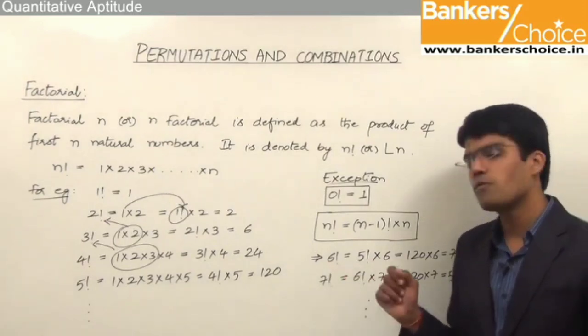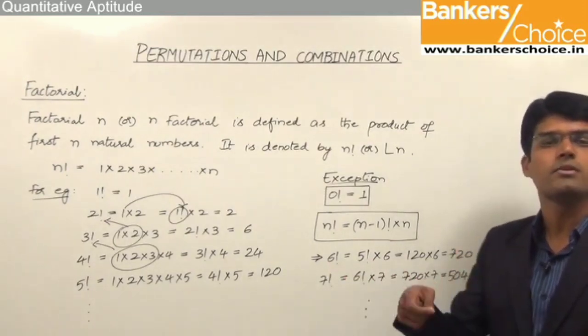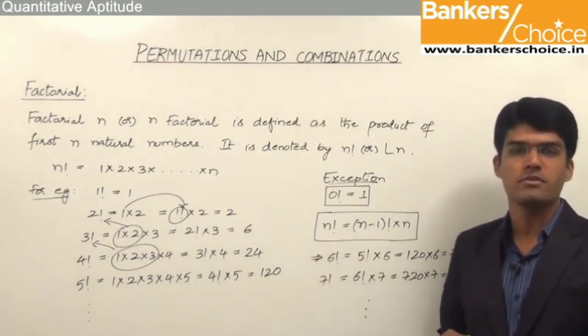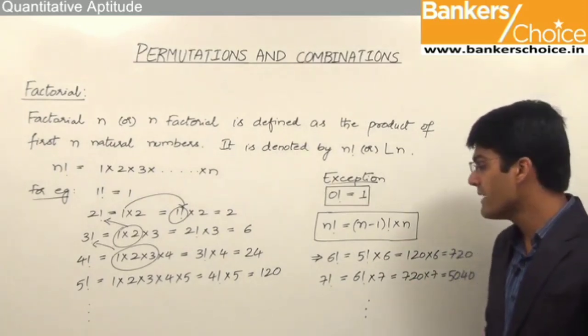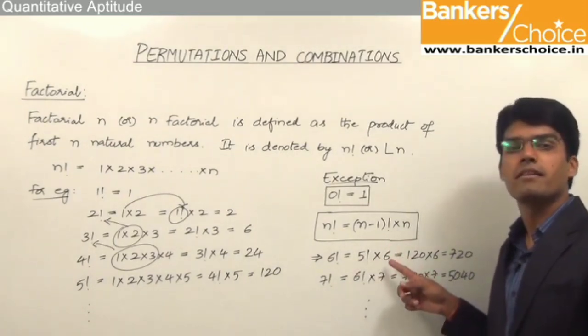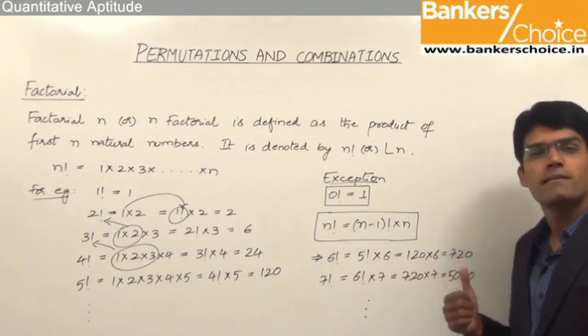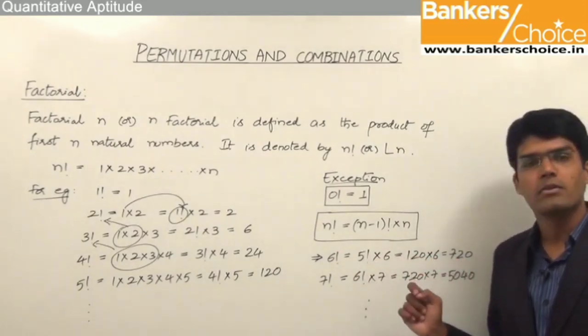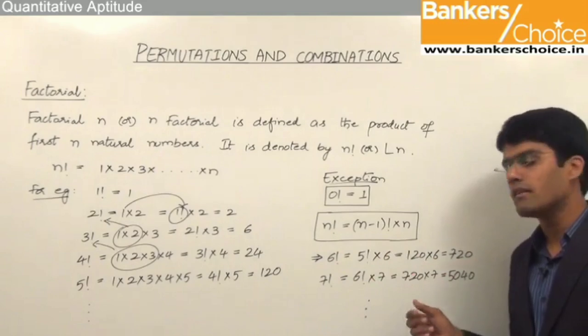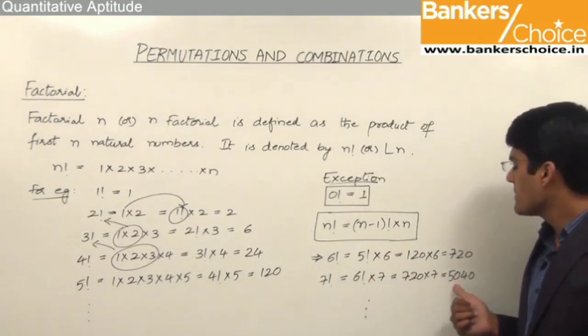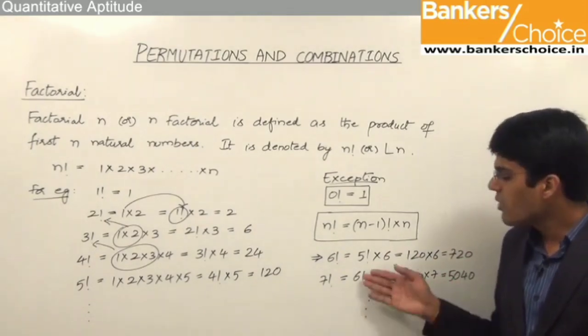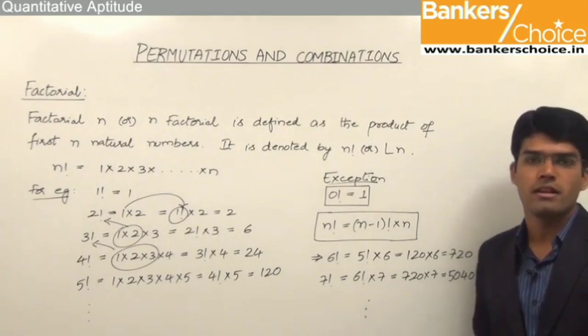For example, we need to find out 6 factorial. Now we need not do 1 into 2 into 3 into 4 into 5 into 6. That takes long time. Instead, we can simply take it as 5 factorial into 6. And now if you know that 5 factorial is 120, 120 into 6 will give us 720. Likewise, 7 factorial is nothing but 6 factorial into 7, which is 720 into 7, comes out to be 5040. And so on, we can go for 8 factorial, 9 factorial and so on.